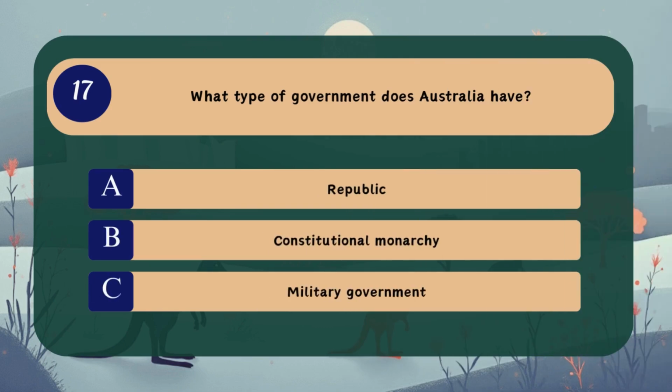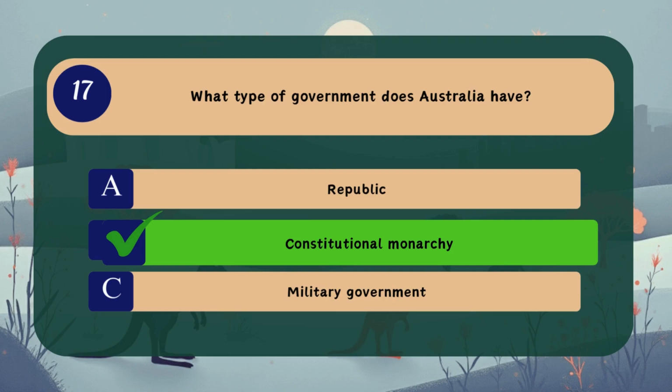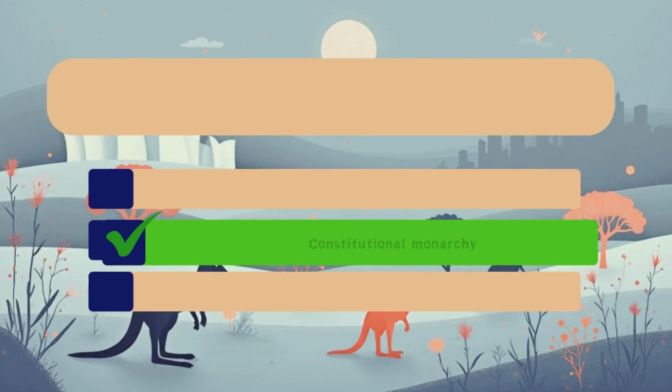Question 17. What type of government does Australia have? A. Republic, B. Constitutional monarchy, C. Military government. Correct answer. B. Constitutional monarchy.